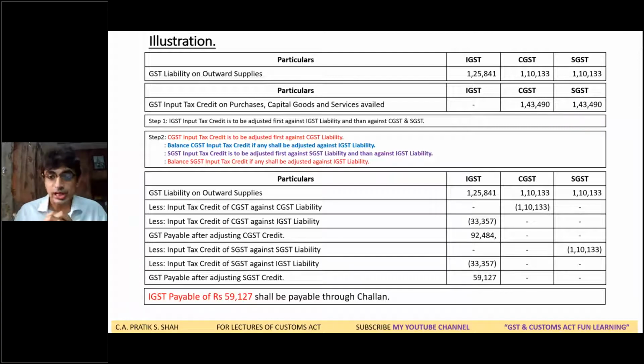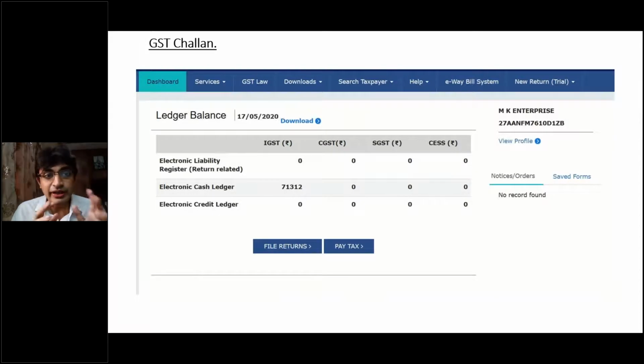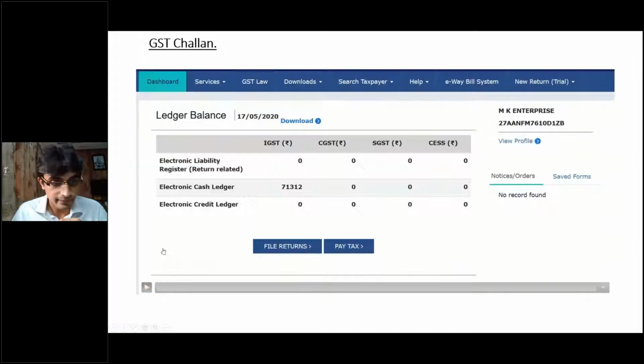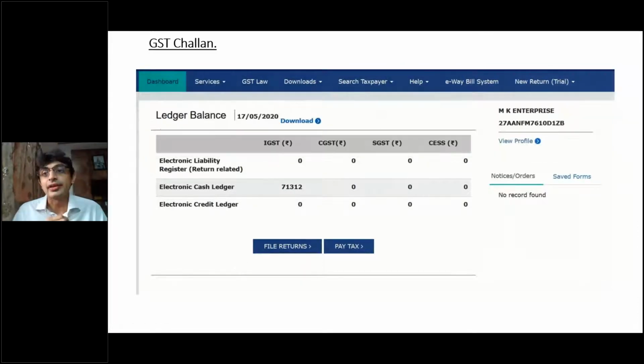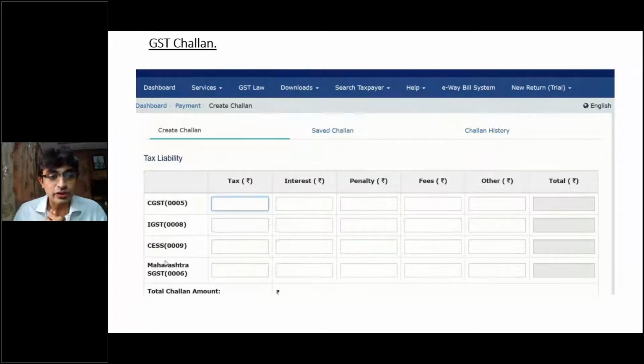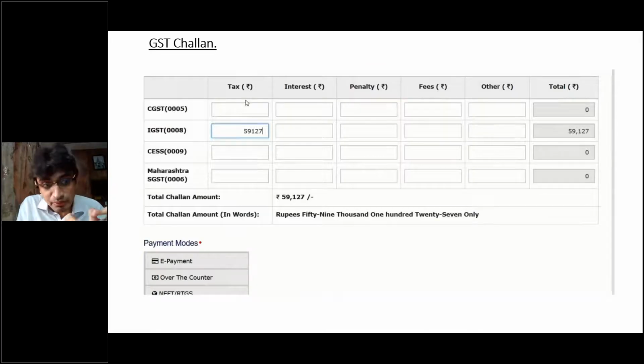This you will pay through challan. So see this. You will pay through challan. This is your challan. When you go to the GST portal, you need to create a challan. You need to pay 59,127. So how much do I need to pay? IGST 59,127. Okay, now see, one by one objective questions are coming here.